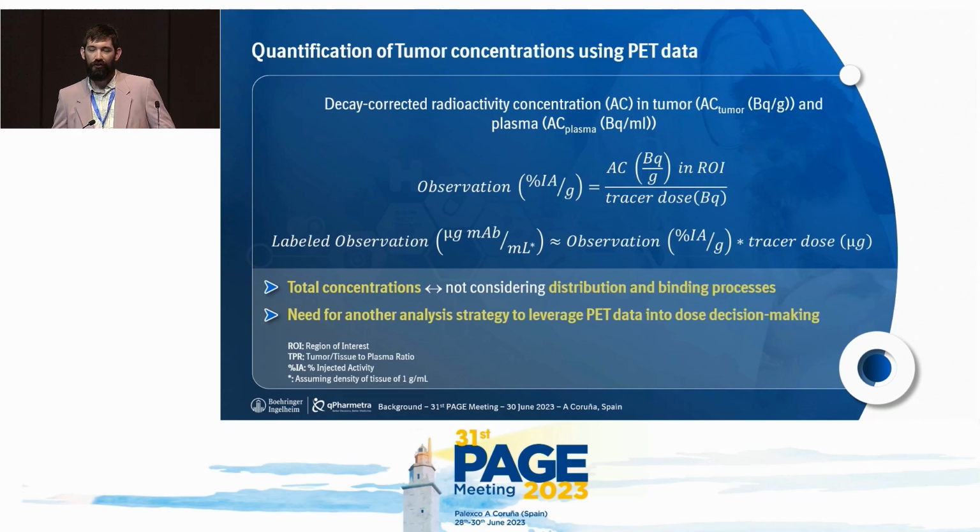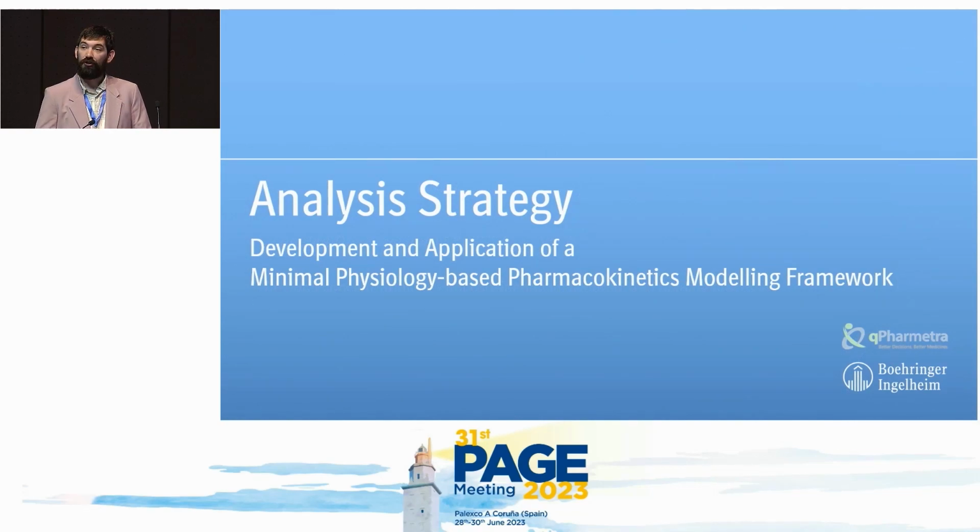So we're not considering here any distributional processes within the tumor, for example, within the different subcompartments. So if we want to use this to know how much is exactly at the receptor, we still will need some analysis strategy to leverage these data in order to help with decision making. And that's exactly what we try to do in this project, try to set up such an analysis strategy. And the strategy we chose here is a minimal physiologically based pharmacokinetic modeling framework.